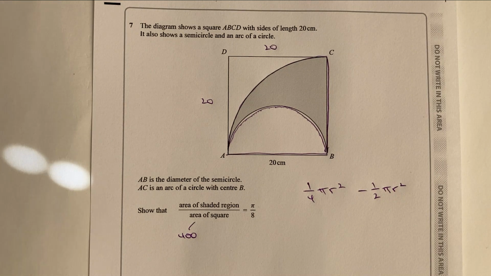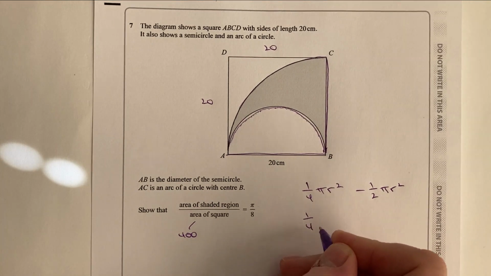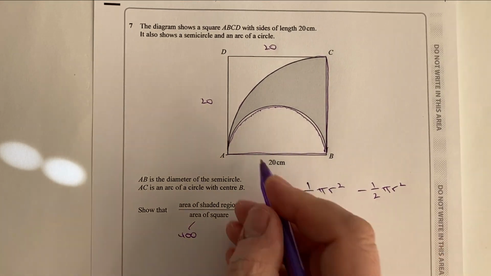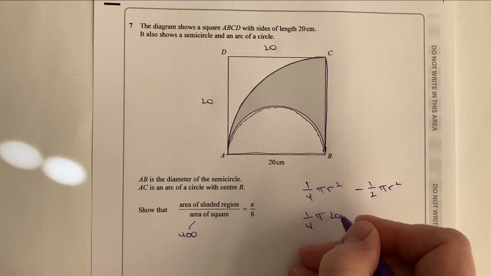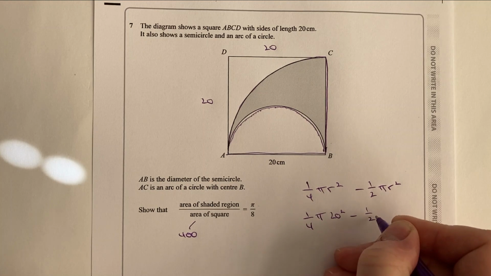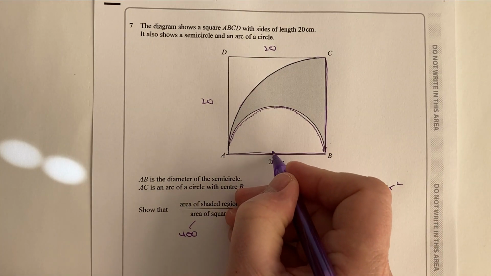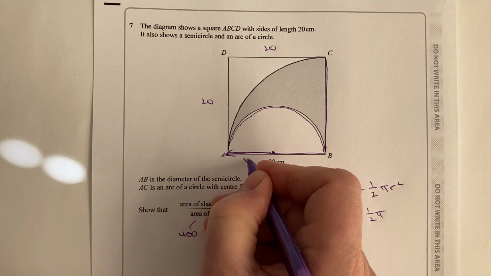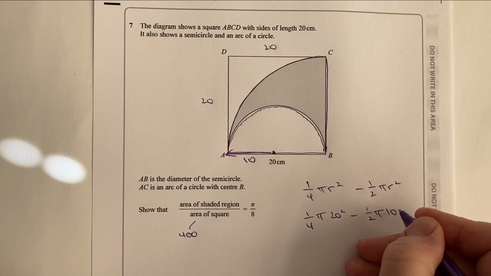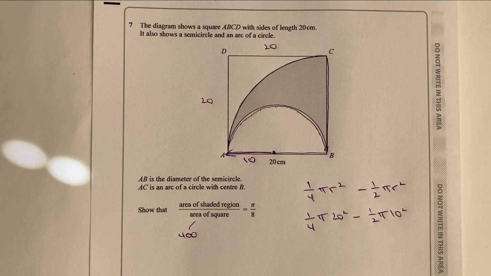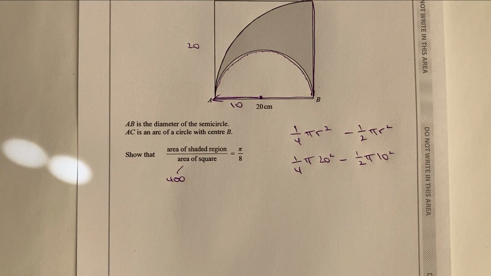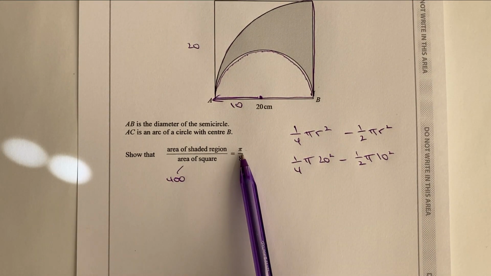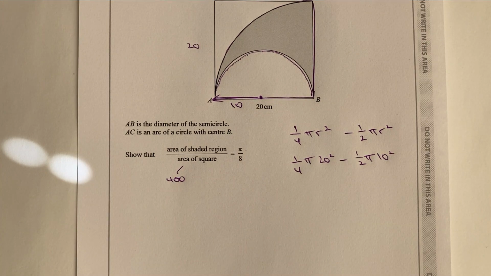We're going to have a quarter pi, and the radius of the large quarter circle is going to be 20, so it's going to be 20 squared, minus a half pi, and the radius of this small semicircle is going to be 10, so it's going to be 10 squared. Okay, so the numbers are looking kind of promising for me at the moment. I just need to work them through to finally get to pi over 8, which is what the question is asking us to do.